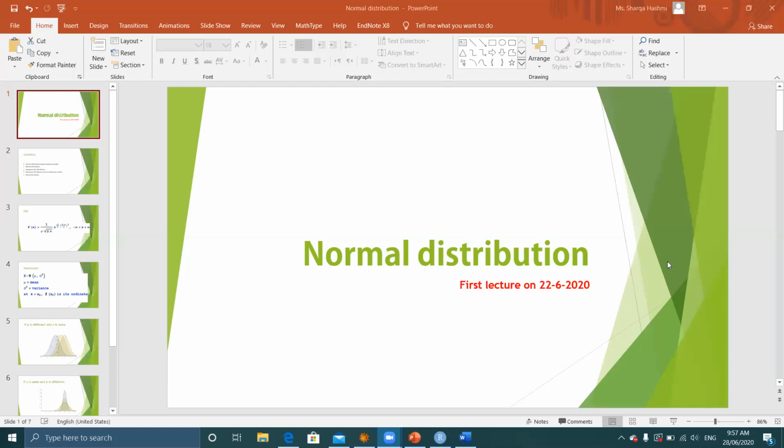Bismillahirrahmanirrahim. Today's topic is normal distribution. Normal distribution is a distribution which is of continuous type and based on the continuous variable.